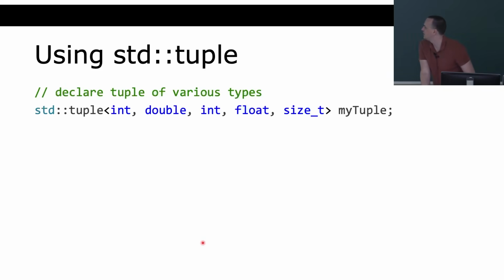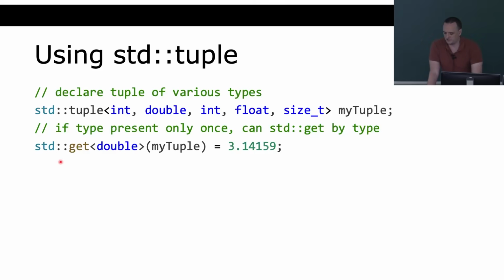It's cool. So we declare a tuple with various types. So here, for example, we have a tuple with an int, double, int, float, size t. We're going to call that my tuple. How do I get data from this tuple? Well, there's a couple different ways. One is to just say standard get with the type that we want to retrieve, and then the argument to that function is the variable name. So if I want to get the double from my tuple, I say standard get double from my tuple. And then I can either print that out or I can set it or whatever. So that's the magic access function to this.